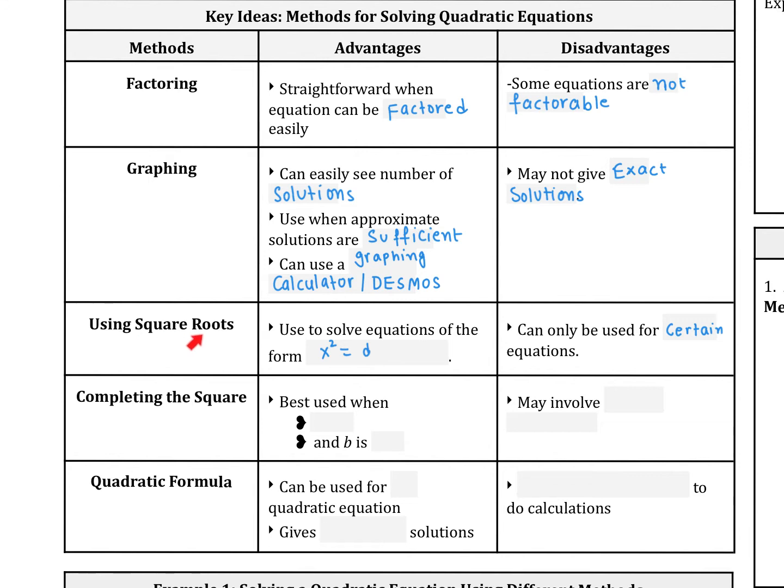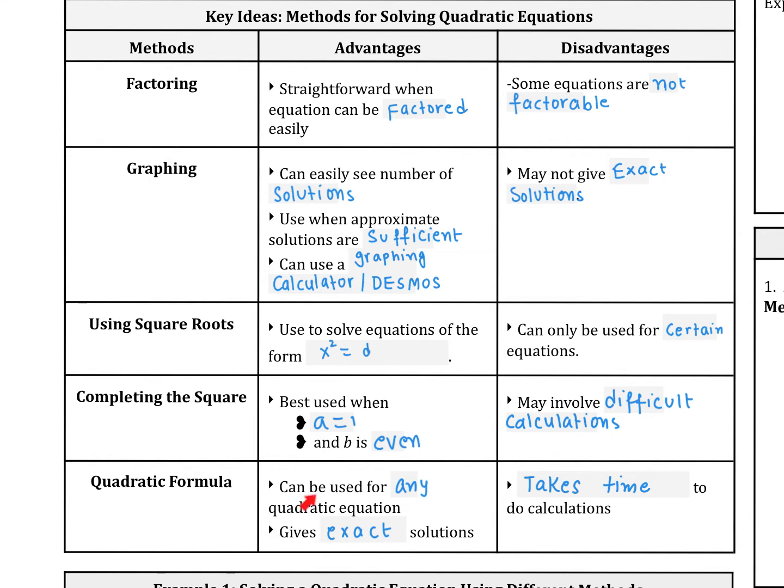Next method is using square roots, used to solve an equation such that x squared equals d, where you have a square term on one side and a constant on the other side. The disadvantage is that it can only be used for certain equations. Next is completing the square. Best used when a equals 1, so the coefficient of x squared should be 1 and b is even. The disadvantage of this one is that it may involve difficult calculations.